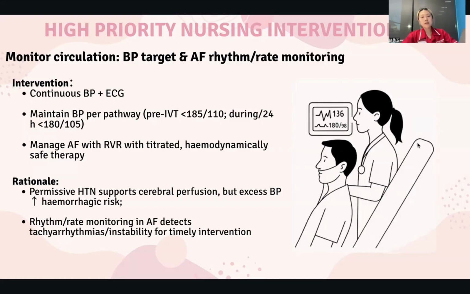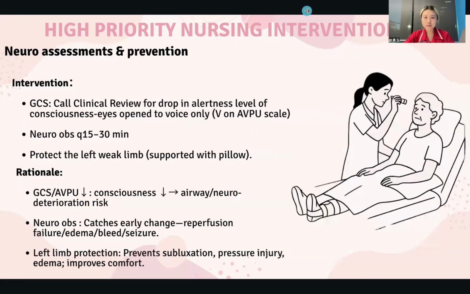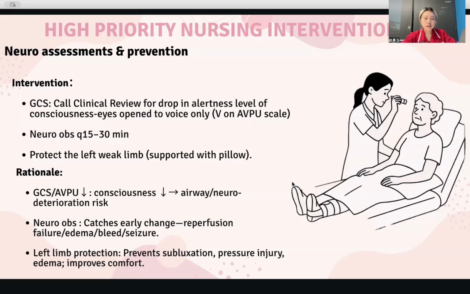If the patient has atrial fibrillation with rapid ventricular response, we can give hemodynamically safe therapies such as beta blockers. And the rationale is that mild hypertension improves the cerebral blood flow, but excessive blood pressure raises the risk of hemorrhage. And the rate monitor can detect tachyarrhythmias and instability early, ensuring timely intervention.